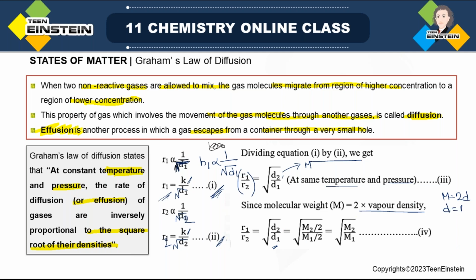So D you can write as M by 2. In place of D2, now you can write M2 by 2. In place of D1, you can write M1 by 2. The 2 will be cancelled, and you get a new equation which is also equal to this ratio R1 by R2, but now it is in terms of molar mass, not in terms of density. So R1 by R2 is equal to root over D2 by D1 as well as root over M2 by M1. Both are fine according to this law.